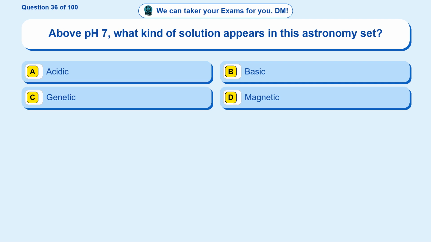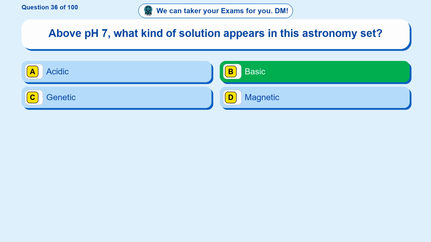Question 36. Above pH 7, what kind of solution appears in this astronomy set? Option A, acidic. Option B, basic. Option C, genetic. Option D, magnetic. The correct answer is option B.